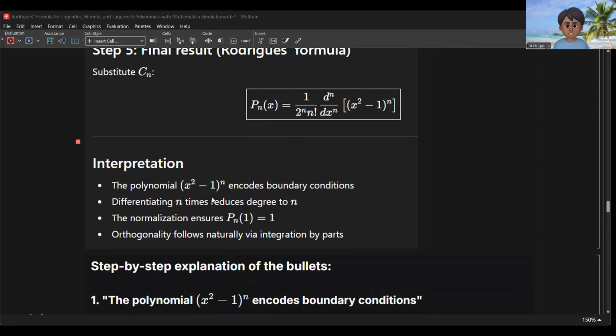The polynomial (x squared minus 1) raised to the n is in accordance with the boundary conditions. The boundary conditions here are x squared equal to 1, so x equals positive or negative 1. Differentiating n times reduces the degree to n. The normalization ensures P_n(1) is equal to 1. And orthogonality follows naturally by integration by parts.